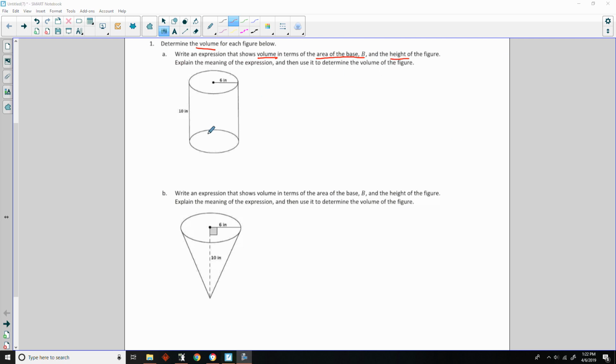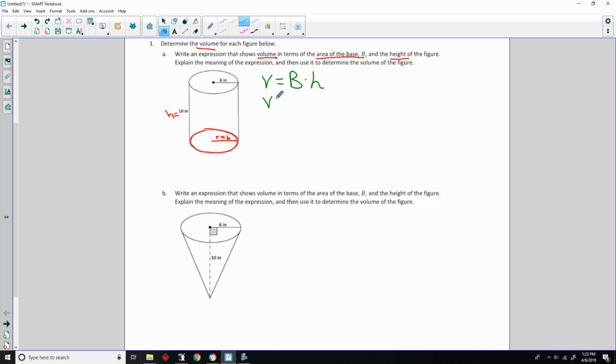So what we have here is a circle, which is our base, with a radius of 6 inches. And we have a height of a cylinder that is 10 inches. Okay, so volume equals the base area times the height. So there's our formula, V equals base times height.